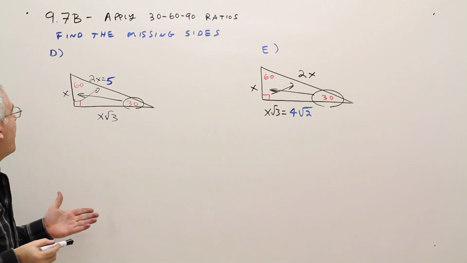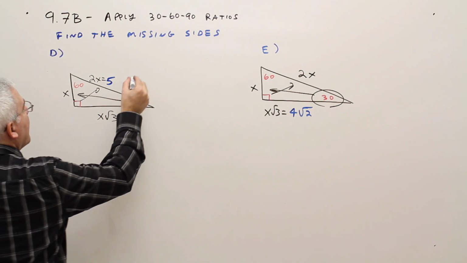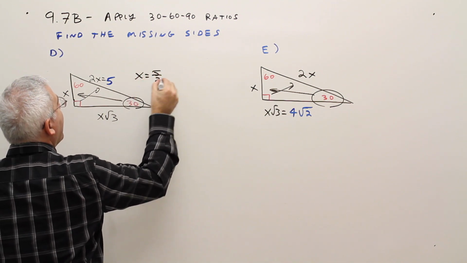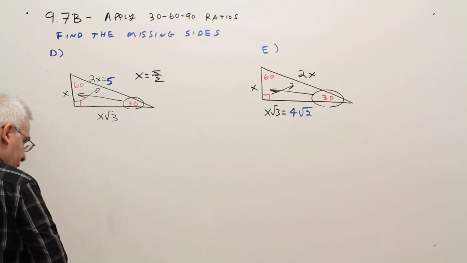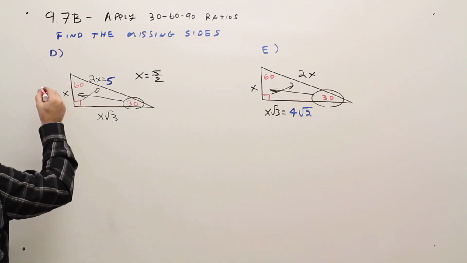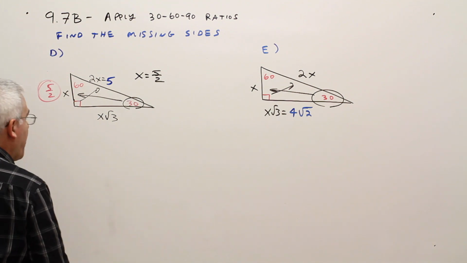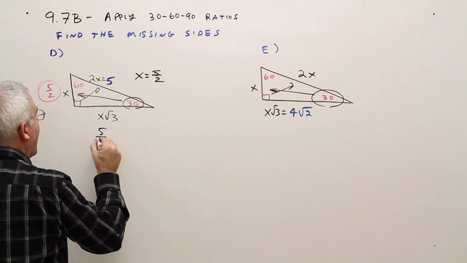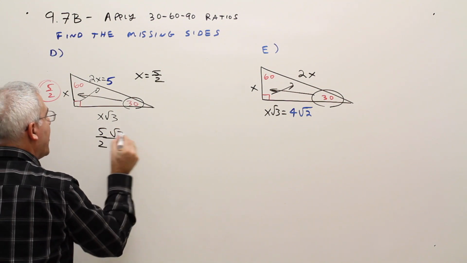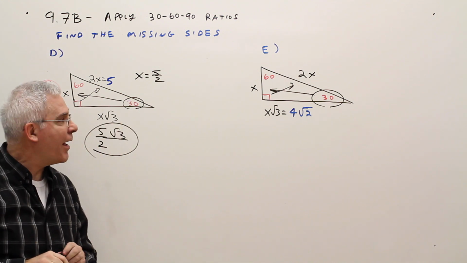Okay, so we always have one equation, so 2x equals 5. So x will be 5 over 2. All right, so we'll just use a different color here. So this will be 5 over 2. And then this one will be 5 over 2 times radical 3. I'll just leave it like that. All right, that wasn't too bad.